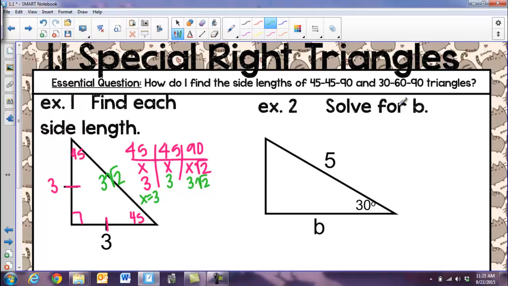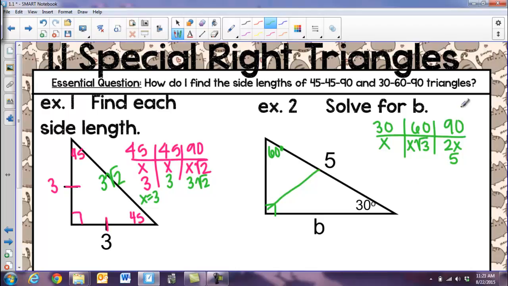So on example 2, they want me to solve for b. They've given me this picture. Again, we hate making assumptions, but this guy didn't give me a right angle on the corner. But we know that this angle is 30. So if you know that angle's 30, this guy must be 60. Therefore, we have a 30, 60, 90 triangle. Go ahead and fill in what you know. Your x is opposite the 30, your x root 3 is opposite the 60, and 2x is opposite the 90. Look at your picture, and you see that the number that we know is opposite the 90. So I'm going to put a 5 under that guy.